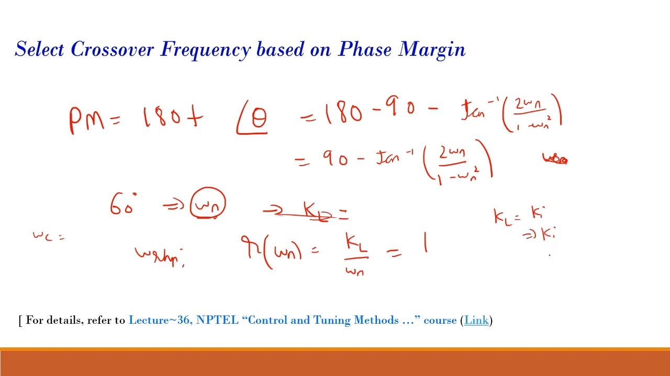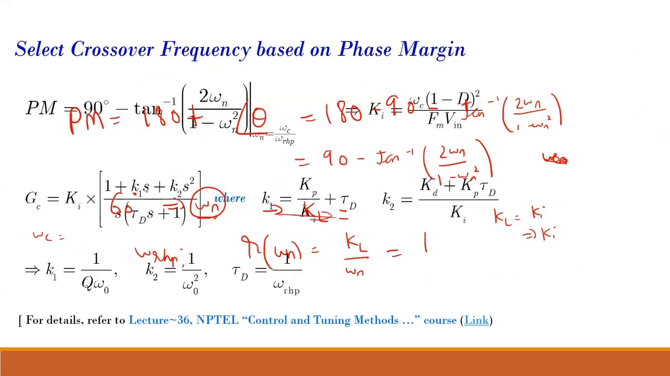Once I find out the value of KI, I also have the various other components. By pole zero cancellation, I will know what K1 is and what K2 is. K1 is given by this value, K2 is given by this value, tau D is given by this value. Then using back calculation, I can find Kp and Kd. And tau D we know is given by 1 upon omega RHP. So this is the process by which we will find the gains Kp, Ki, and Kd.